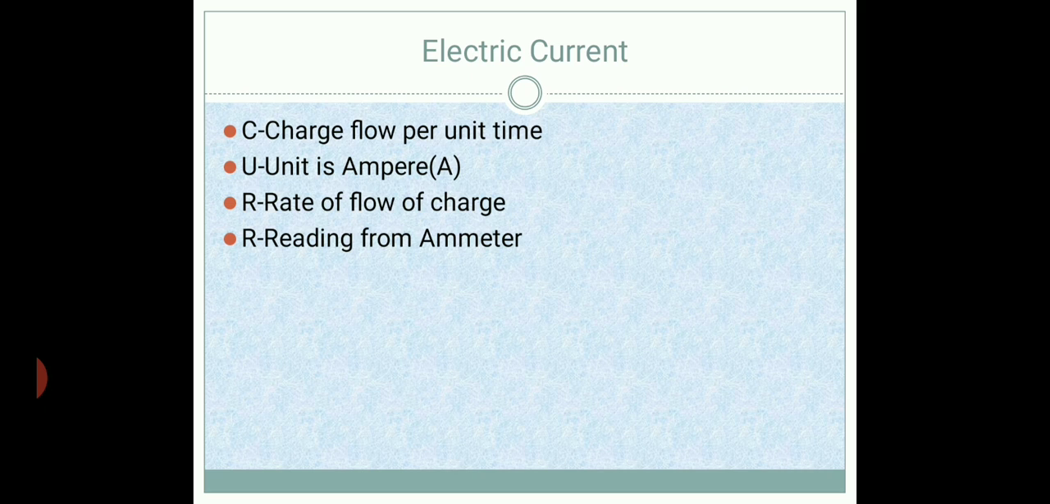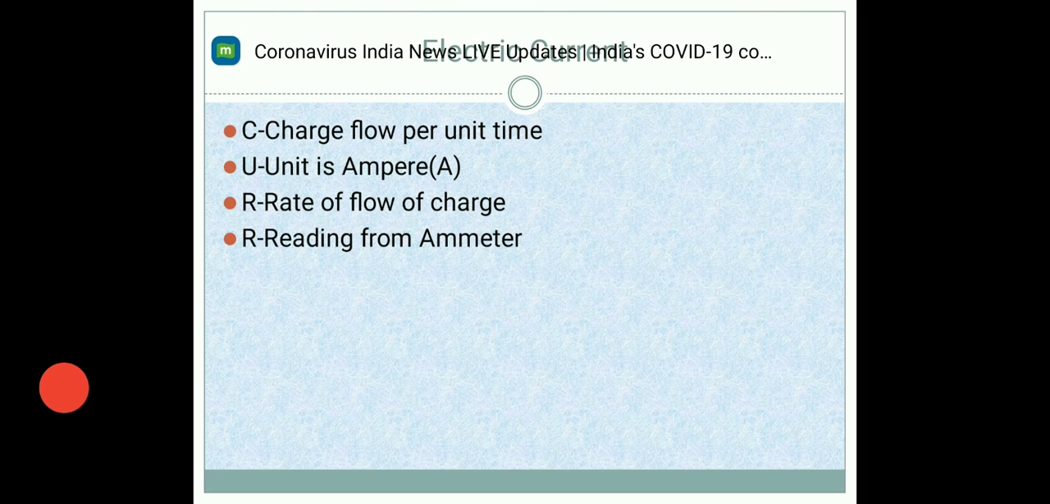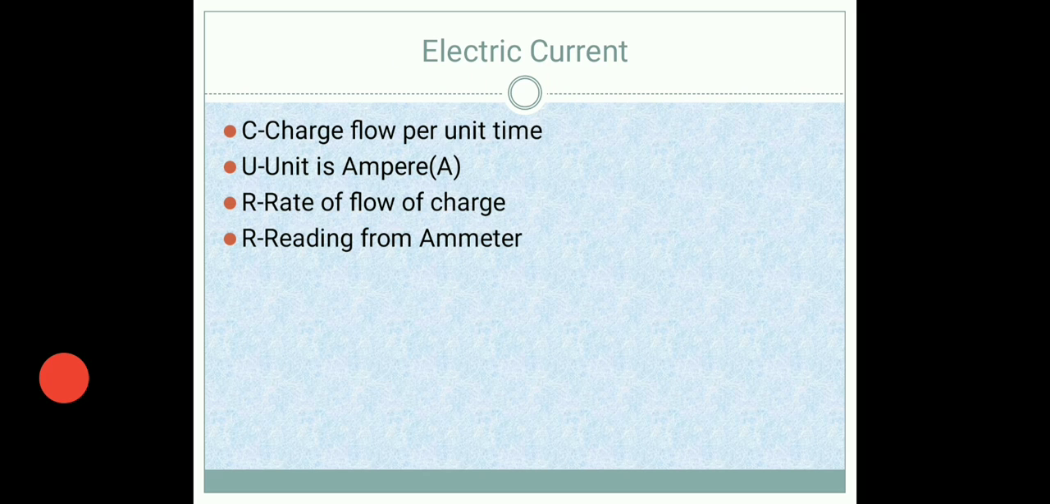Okay, R also stands for reading from ammeter. As you all know, an ammeter is a device which is used to measure the amount of electric current through any wire. Okay, so please keep this thing in your mind that a reading can be taken from an ammeter. We can use an ammeter to take the amount of current from any wire.